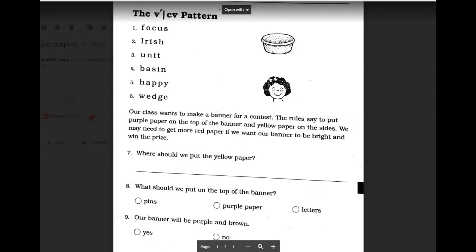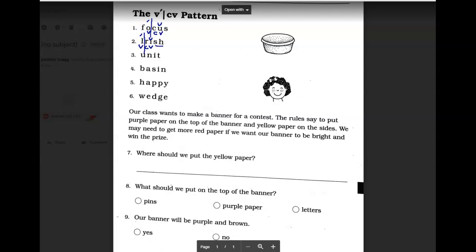So if you'll remember, we have our VCV pattern. So we have a vowel, and a consonant in between. So let's code it here. Focus, accent the first. Number 2, Irish. Same thing. Let's hunt for our vowels. Then we have a consonant. We have a short I sound. We're going to underline our digraph.